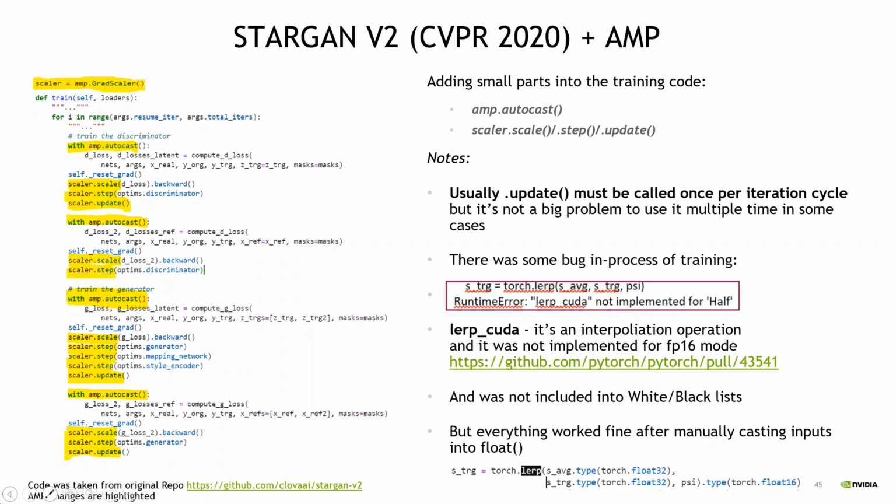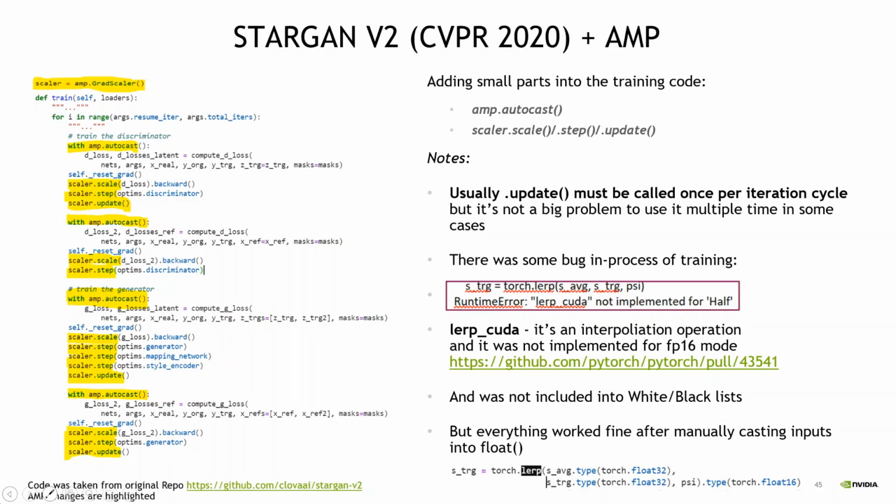One thing that is not good here is the calls of the scalar update function. Usually the update function must be called once per iteration cycle, and this is the official recommendation from the creators of the AMP plugin. The reason for this is that it updates scale constant parameters for all losses simultaneously. But at the same time, the scalar denies the ability to call backward multiple times without updating parameters between these calls.